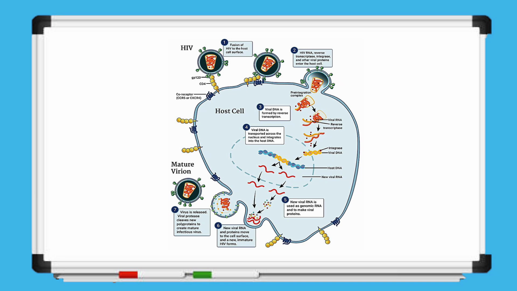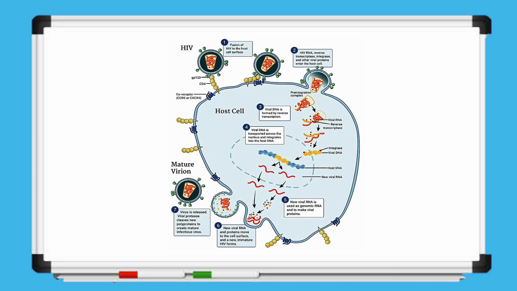First is binding and fusion. HIV uses its GP120 proteins to attach to the CD4 receptor and a co-receptor, either CCR5 or CXCR4, on the surface of a host immune cell, such as a helper T cell. The viral envelope then fuses with the cell membrane, allowing the virus's contents to enter the host cell.